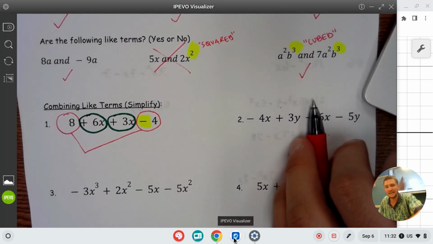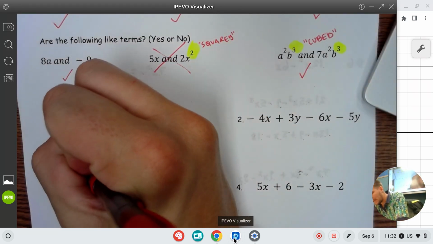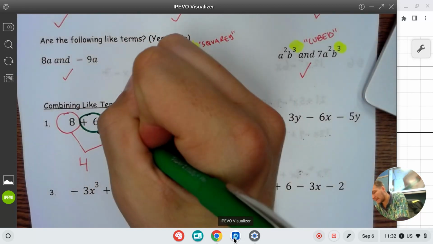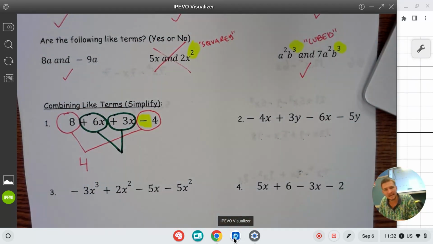I'm sure in Algebra 1, a lot of us can do 8 minus 4 equals 4. So we did it. We combined our like terms. Congratulations. Your very first time in class this year, we combined like terms. So proud of you guys. Woohoo!